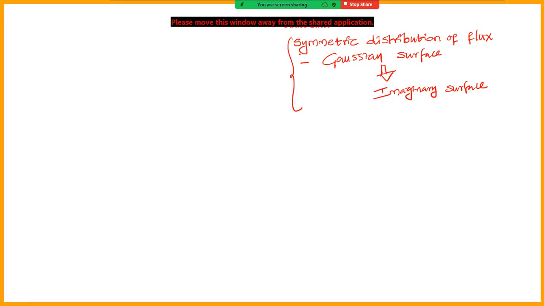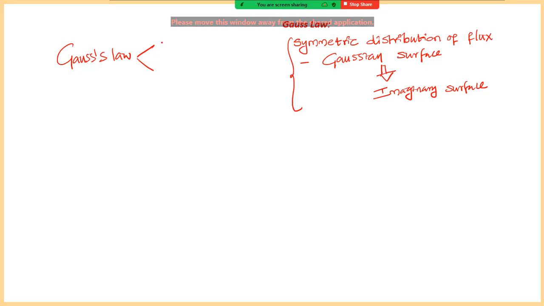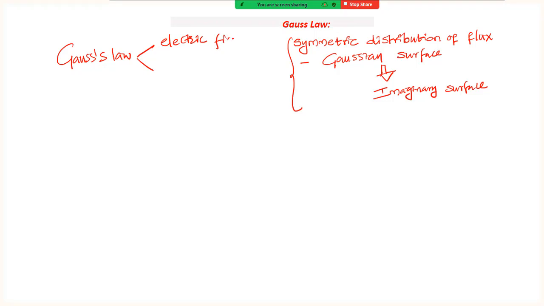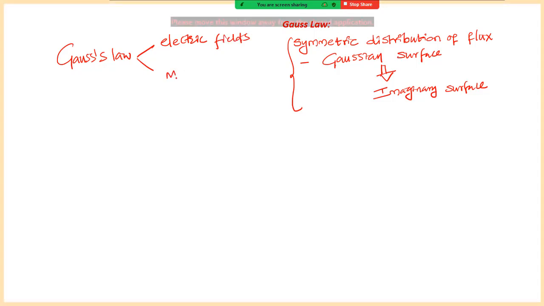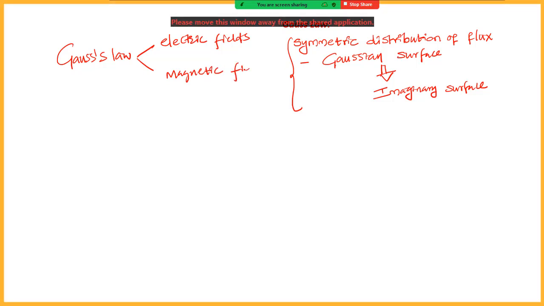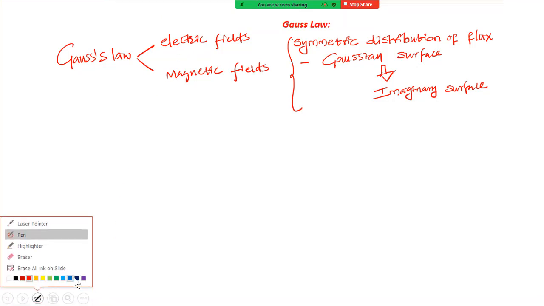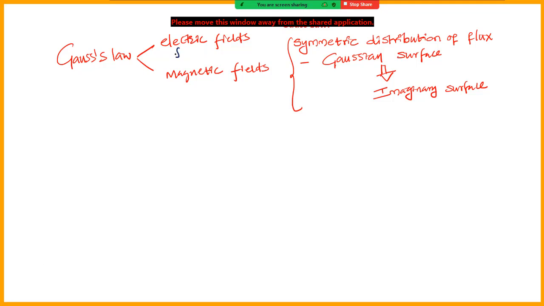So before going to see the problems, first we have to understand what this Gauss law is. Gauss law is available for electric fields and also for magnetic fields. And here itself I will give the equations. So for electric fields, we have the Gauss law like this.